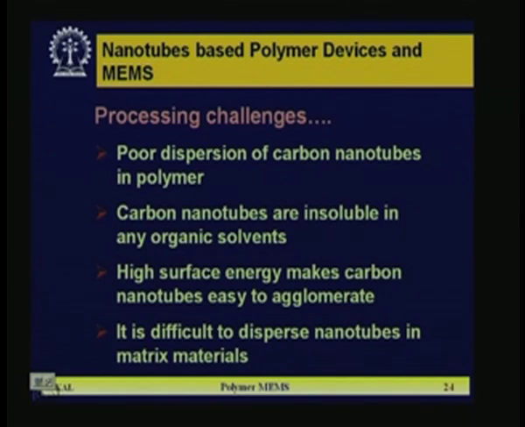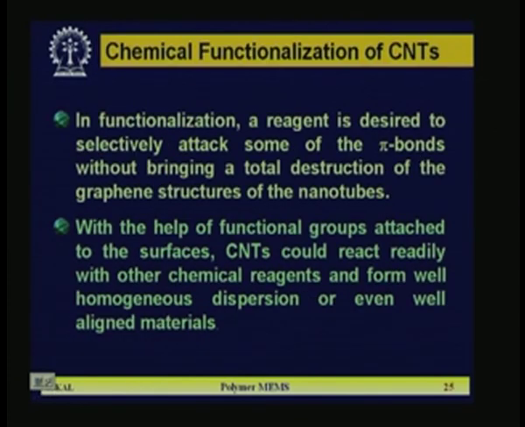There is another challenge. High surface energy makes CNTs easy to agglomerate. Carbon nanotubes have high surface energy, which causes the CNTs to agglomerate easily. It is difficult to disperse nanotubes in matrix materials. These are a few of the processing challenges of CNTs.